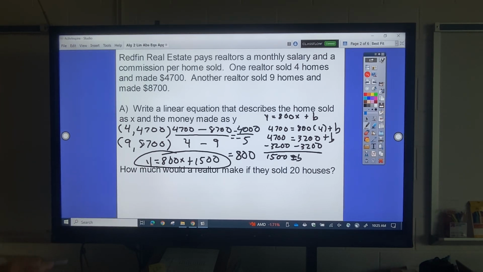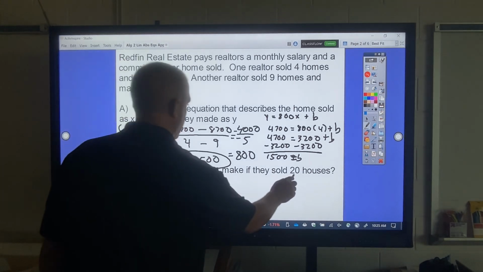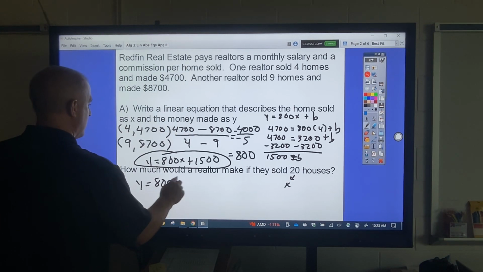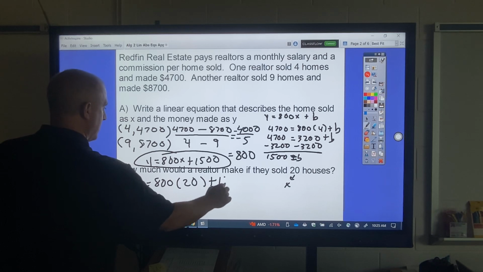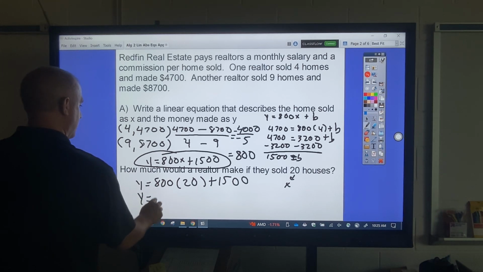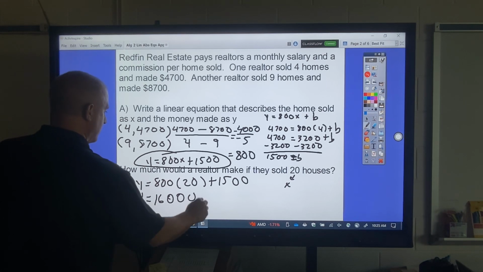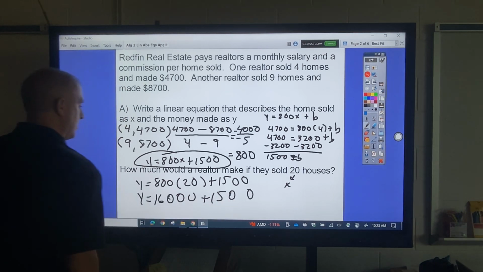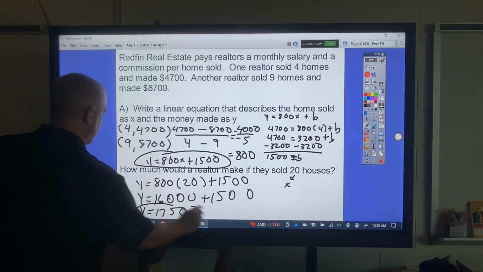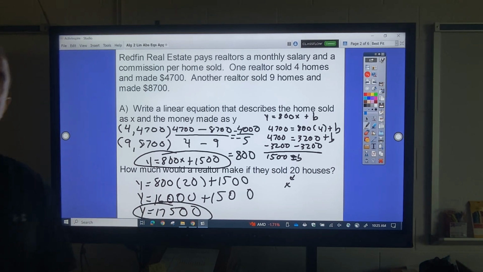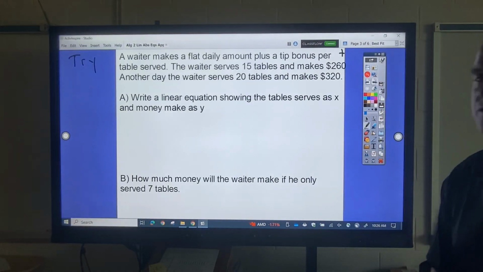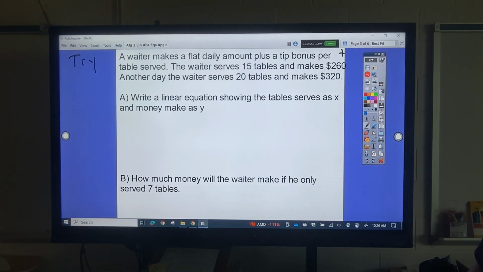How much would they make if they sell 20 homes? Which one is the homes? That's going to be the x. So y equals 800 times 20 plus 1,500. That's 16,000 plus 1,500, which is 17,500. That's how much they make. If they ever ask for y, you can substitute for y and solve. You can go ahead and try this one for a waiter.